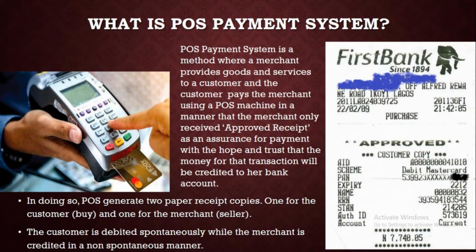Now, what is POS payment system? This is my own definition. It's a method where a merchant provides goods and services to a customer, and the customer pays the merchant using a POS machine in a manner that the merchant only received approved receipts as an assurance for payment, with the hope and trust that the money for that transaction will be credited to her bank account. In doing so, the POS machine generates 2 paper receipt copies, one for the customer who is the buyer, and of course the second one for the merchant. The customer is debited spontaneously while the merchant is credited in a non-spontaneous manner.